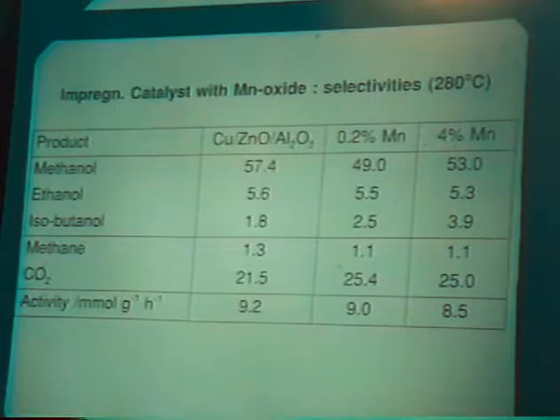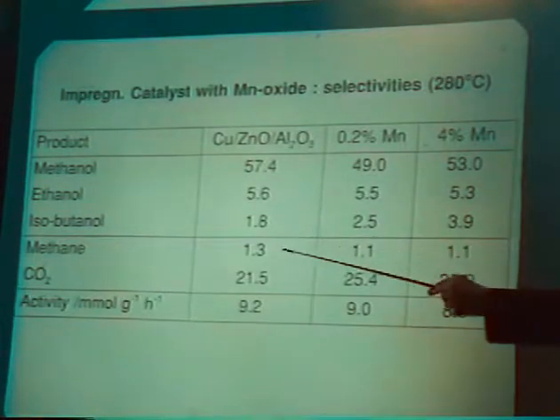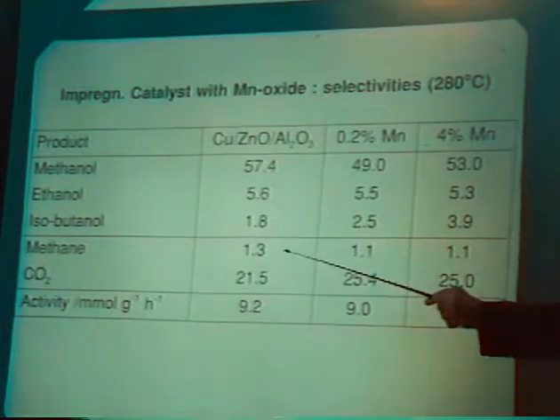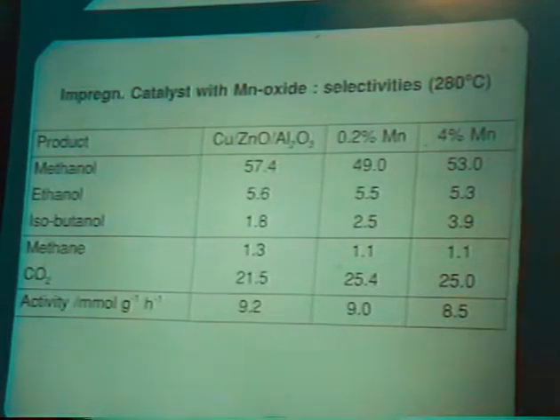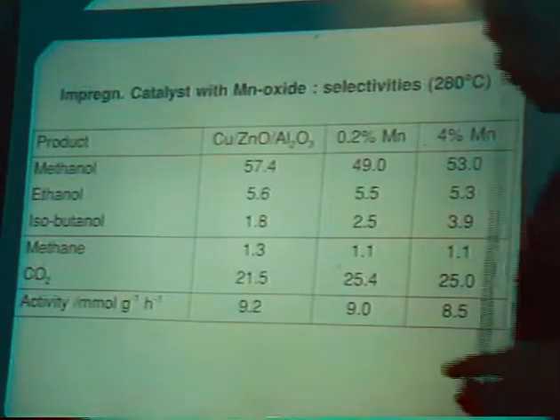Now you can see that there is in fact a slight decrease in the methane concentration here, not particularly significant, but a slight decrease. And here we're getting an increase of the CO2 concentration. And the activity of the catalyst is hardly changed by the addition of the manganese.